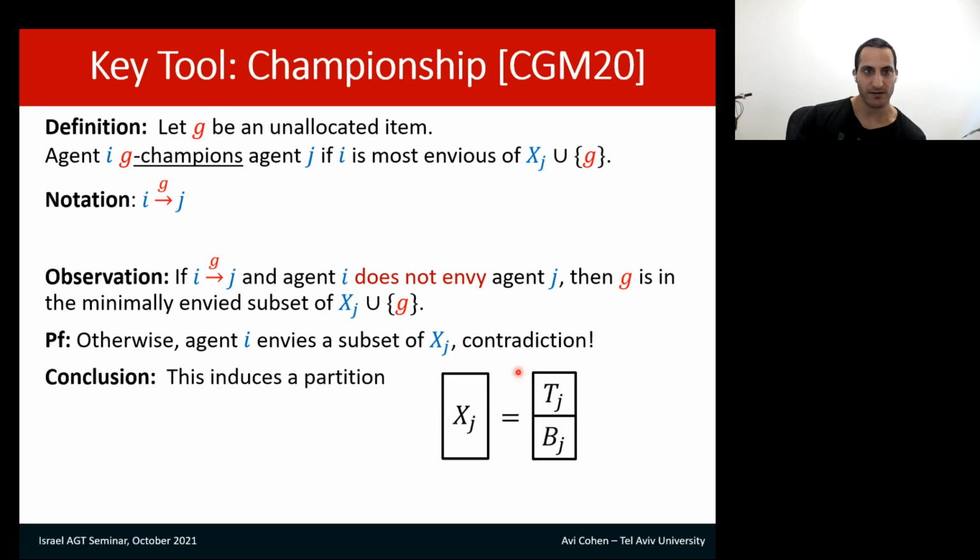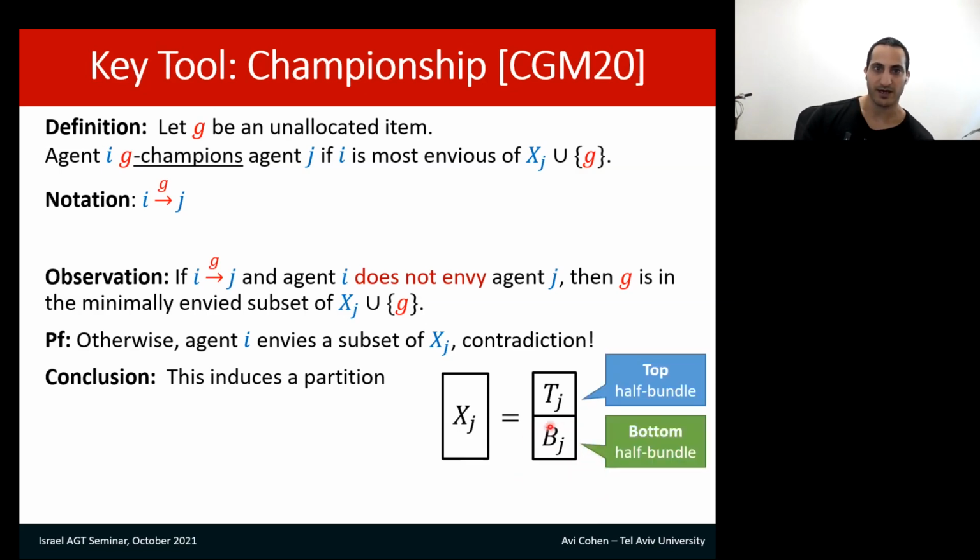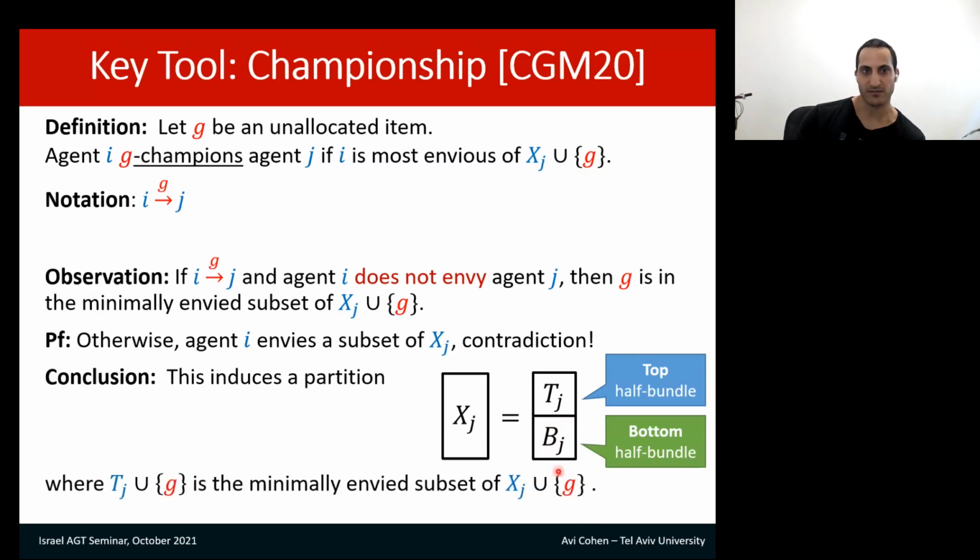Okay, so now that we have this observation, in every case where there's a champion edge and no envy edge from I to J, we induce a partition of the bundle XJ of agent J into top and bottom half bundles, TJ and BJ, where BJ is the set of items that I, the champion, didn't want, and TJ union G is the minimally envied subset of the set XJ union G. That's the exact set that agent I, the champion, wanted.